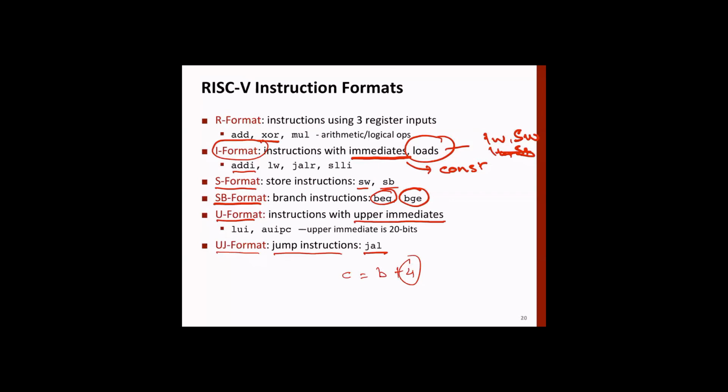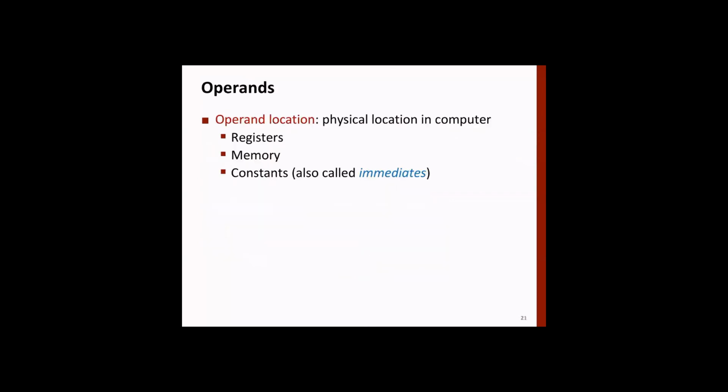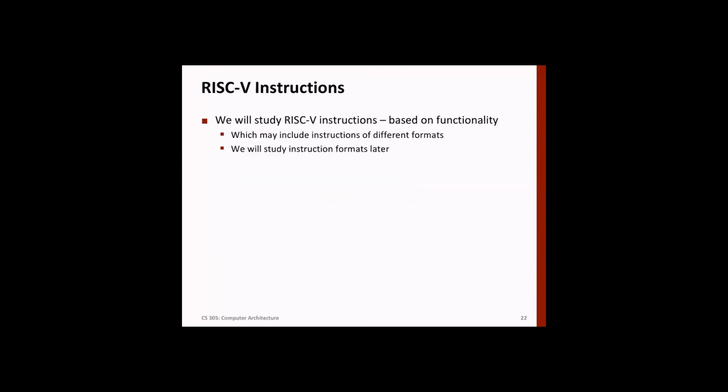Okay, let's get into a very simple instruction. Operand locations in this architecture are essentially three. Operands could be in registers, in memory, or constants like immediates that we have seen. So we will study instructions based on functionality, and formats we will look at the end.